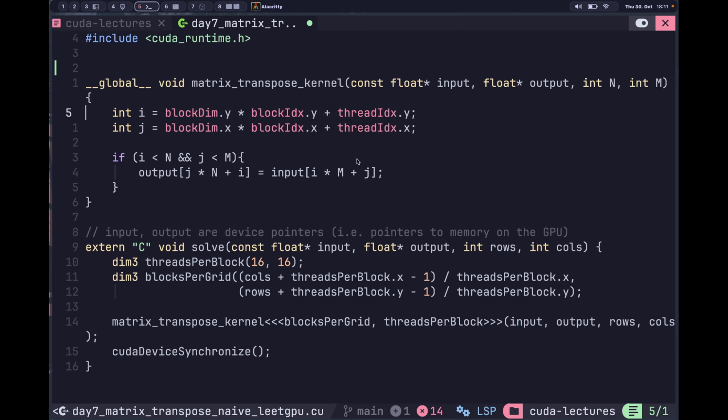So i will be calculated using y. This is a standard convention in CUDA. Then we have the jth index calculated using the x part of the block dimension, block idx and thread idx. And then, since we have a row-major format in CUDA, the j comma i element of output is calculated as j times the number of columns, which is n, plus i, and for input, the same goes: i times m plus j, right? And now we need to check what we are doing wrong here. So let me screenshot this kernel.